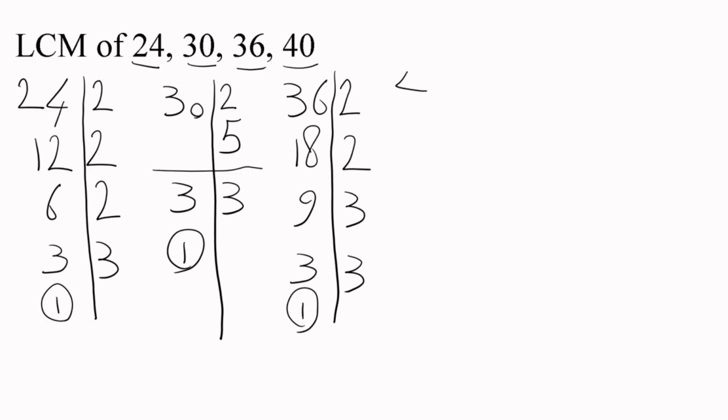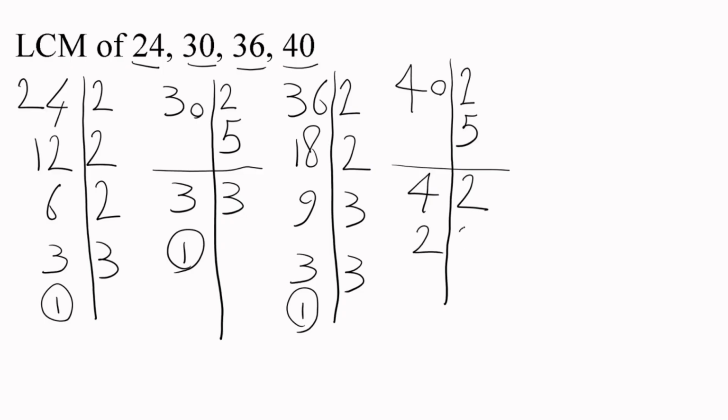And of course we have 40. Because we have a 0 at the end, I can write 2 and 5. Then I can drop the 0. 4, I can divide it by 2. 2, I can divide it by 2. 1. So let's write these numbers.